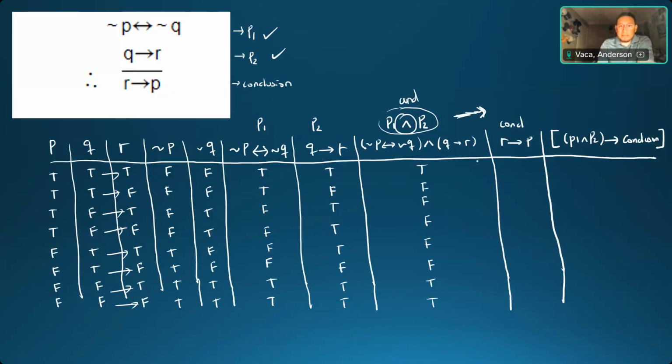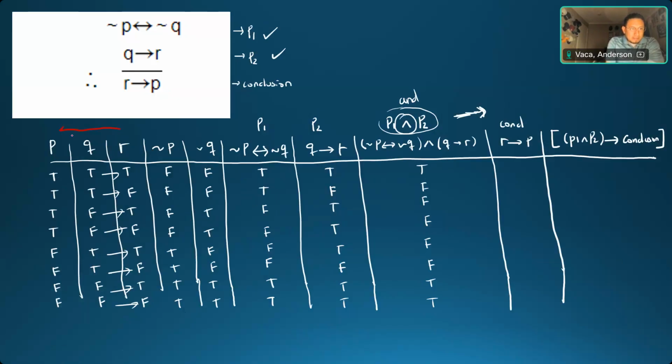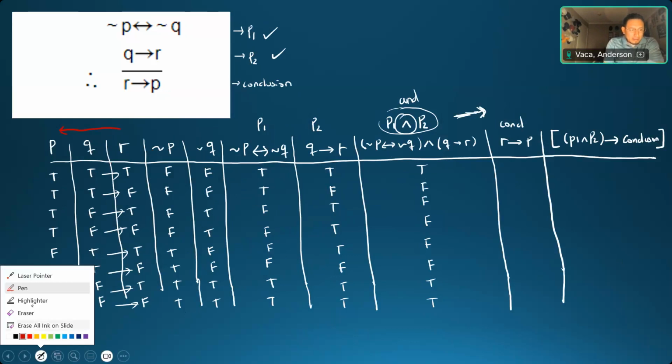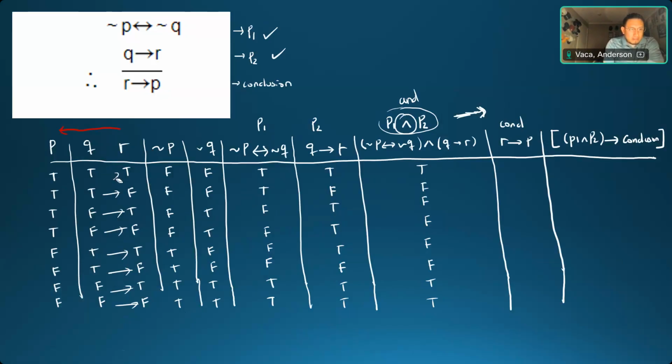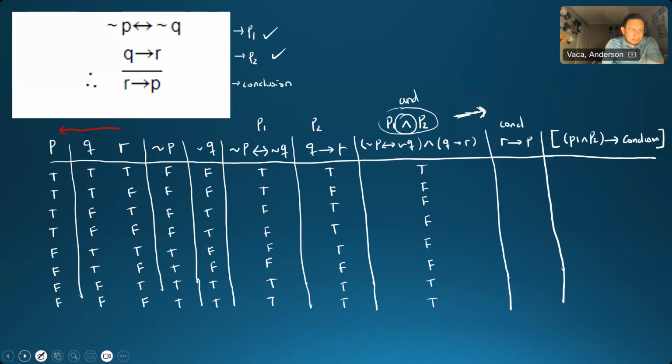The conclusion. We connected the premises, now time to do the conclusion. The conclusion is R implies P. Maybe I could use a different color here because I don't want to get confused. I think I can probably get away with doing a little bit of erasing here. Yes, that actually worked out.